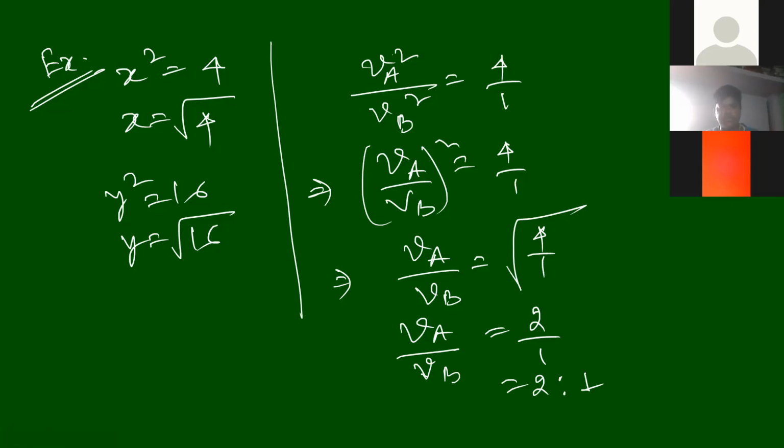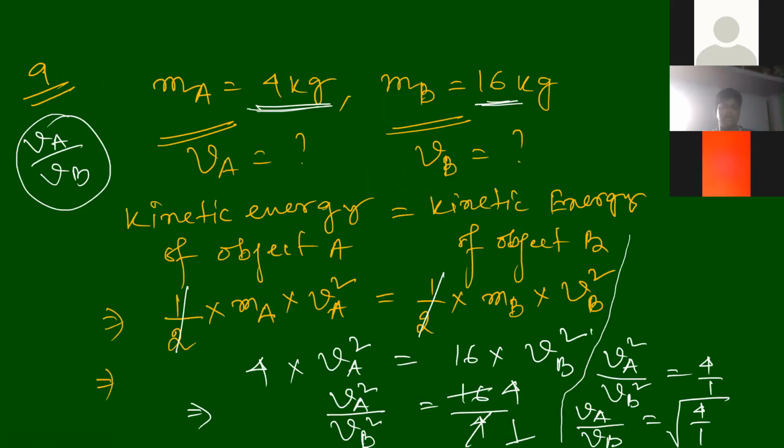So in this case, whatever calculation we have done, why is it clear? Because in that part, we just needed to equate the kinetic energy, as said in the question. In that question, it was given that the kinetic energy of object A equals the kinetic energy of object B. So that's why I have made them equal. The masses of object A and object B are given.